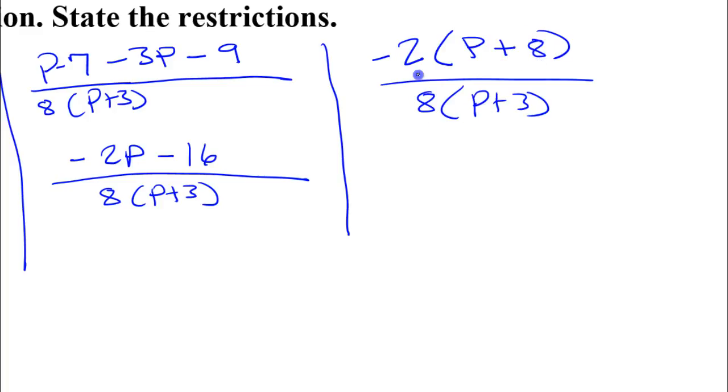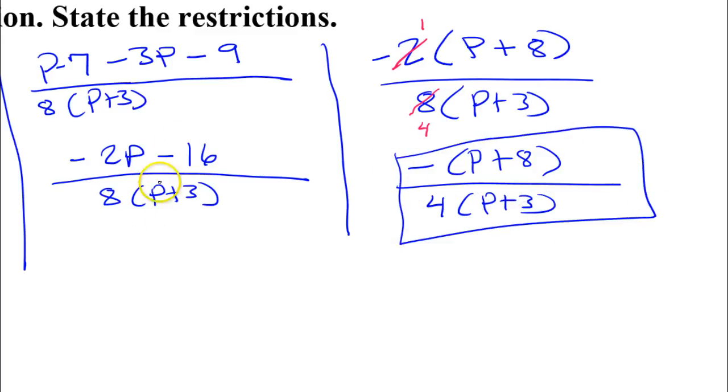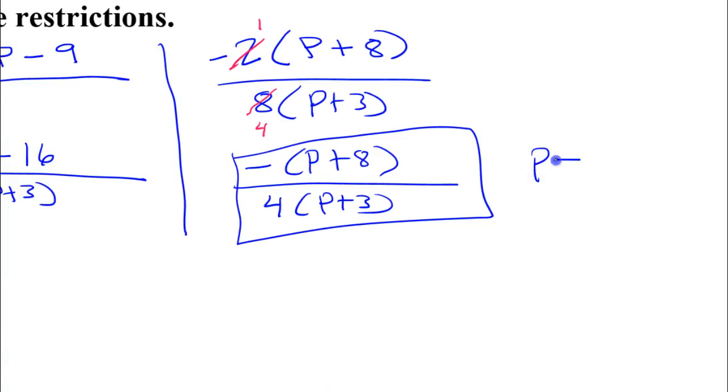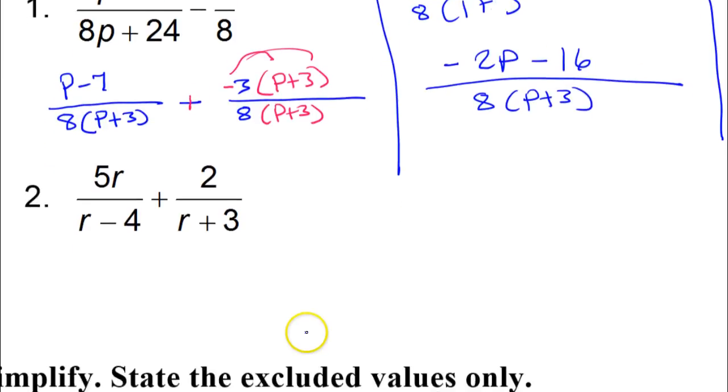I had to do that because this 2 and the 8 will reduce. 2 goes into itself once, 2 goes into 8 4 times. So the final answer is going to be negative p plus 8 over 4 times p plus 3. If you had stopped here, you would have gotten half credit. Don't forget your excluded value. P cannot equal negative 3, taken from the denominator. Okay, so that's number one, a subtraction problem.